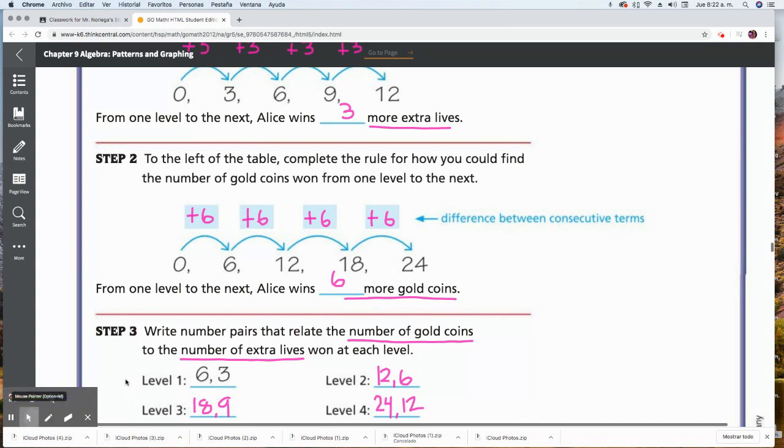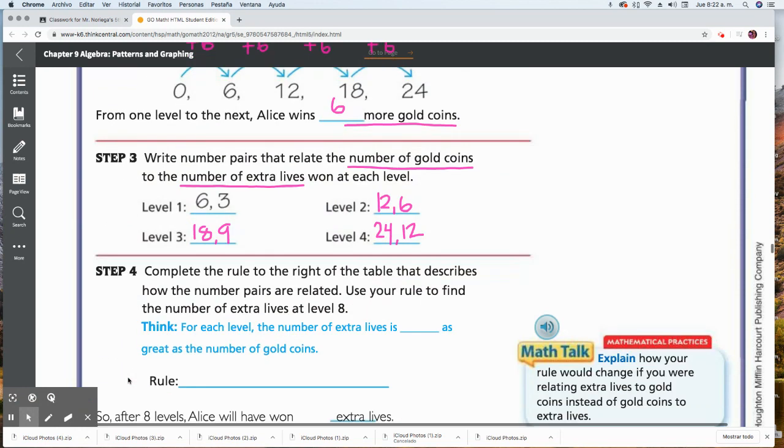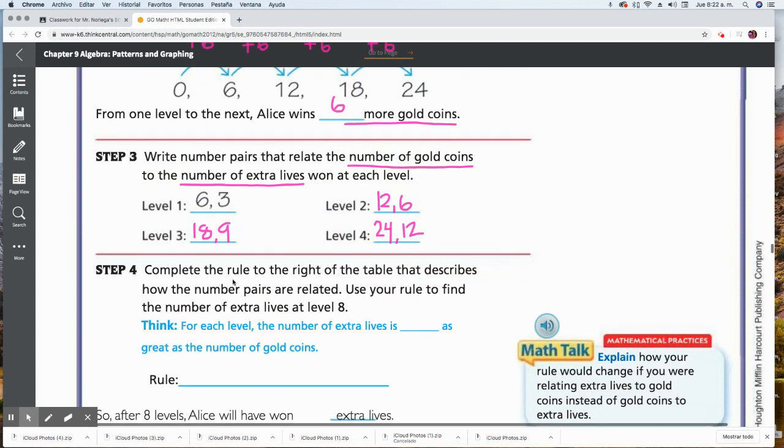Last step, complete the rule. Complete the rule to the right of the table that describes how the number pairs are related. Use the rule to find the number of extra lives at level 8. Think: for each level, the number of extra lives is as great as the number of gold coins. So the number of extra lives is as great as the number of coins.